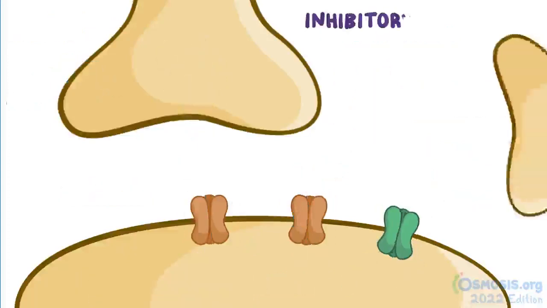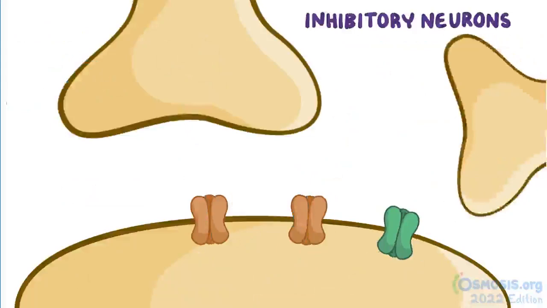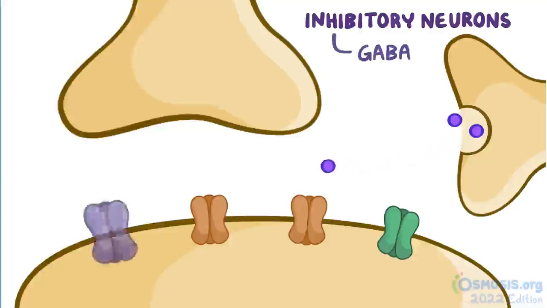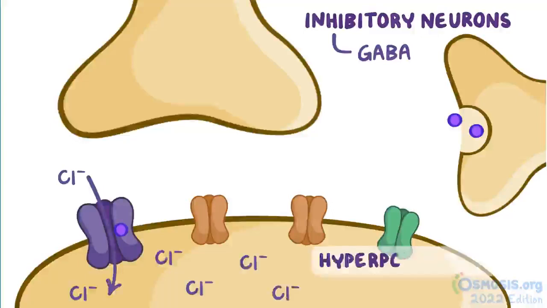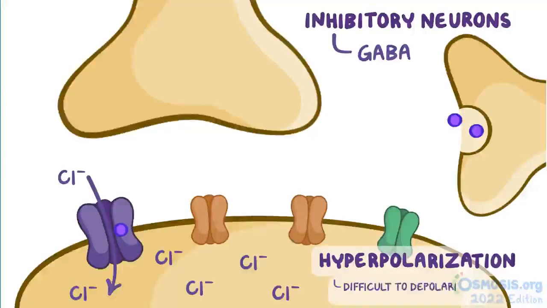Alright, we also have inhibitory neurons that shut down this chain of events. These neurons release the main inhibitory neurotransmitter called gamma-aminobutyric acid, or GABA, which binds to GABA receptors on other neurons. These GABA receptors are also ligand-gated ion channels, but they open up to let the negatively charged chloride ion into the cell. The influx of negative ions causes hyperpolarization, where the cell's membrane potential becomes more negative, which means it's much more difficult for it to depolarize and fire off an action potential.